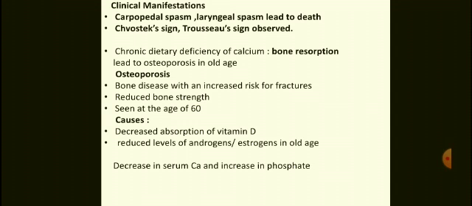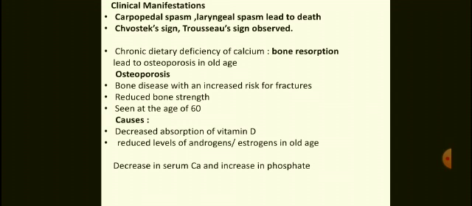The clinical manifestations include carpopedal spasm, then laryngeal spasm leading to death. That is, the vocal cords go into spasm, and that can lead to death. Then Chvostek's sign, that is tapping over the facial nerve, can cause facial contraction, and Trousseau's sign is observed. Trousseau's sign, that is inflation of the BP cuff for 3 minutes, can cause carpopedal spasm. So these signs are observed in case of tetany.